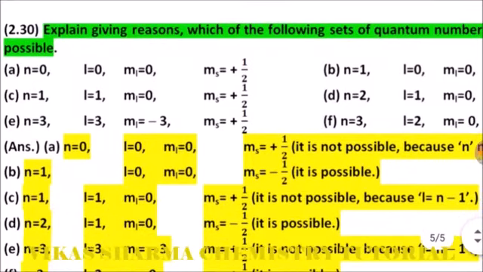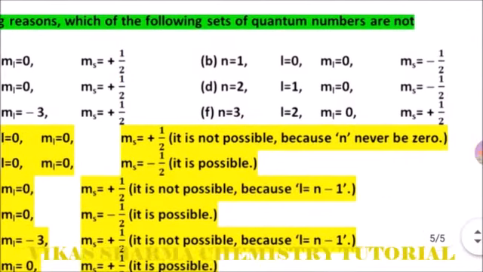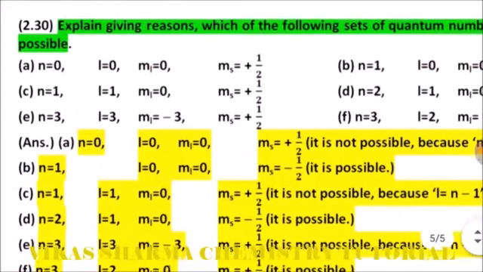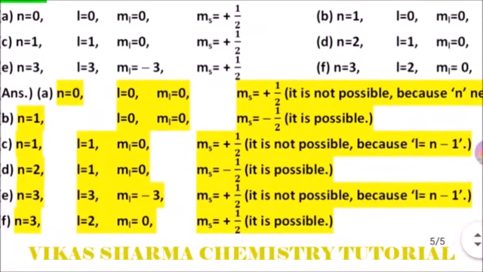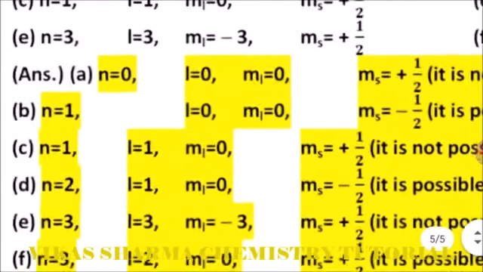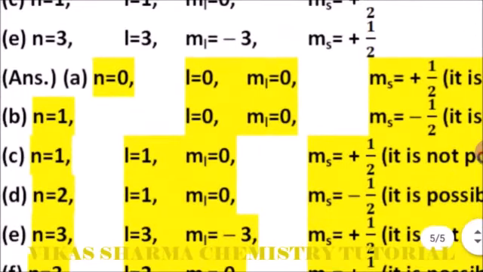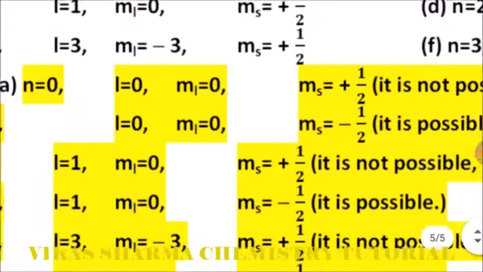Question 2.30: explain, giving reason, which of the following sets of quantum numbers are not possible. There are 6 parts in this question. First, the principal quantum number is 0. The principal quantum number is never 0, so it is not possible, because n is never 0.